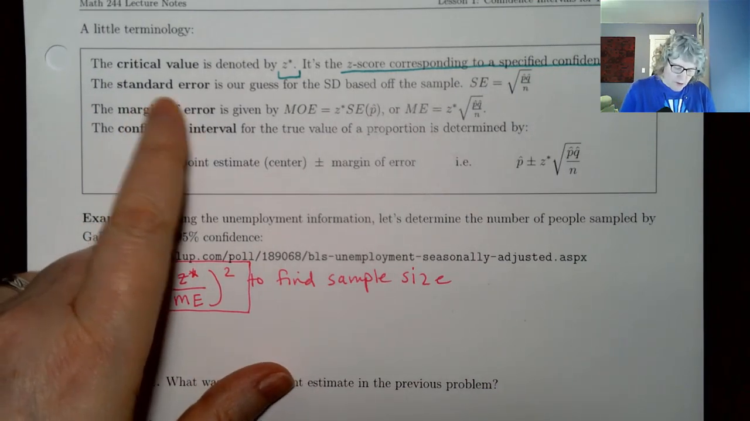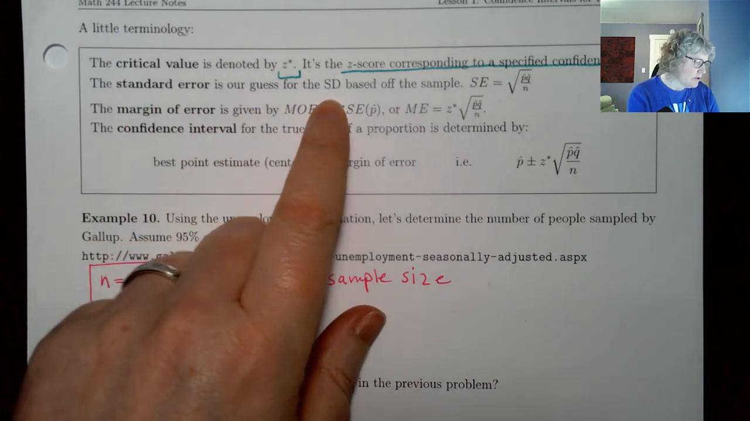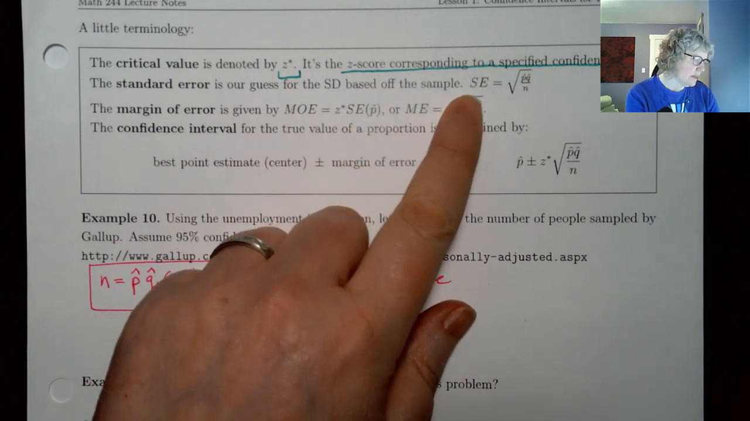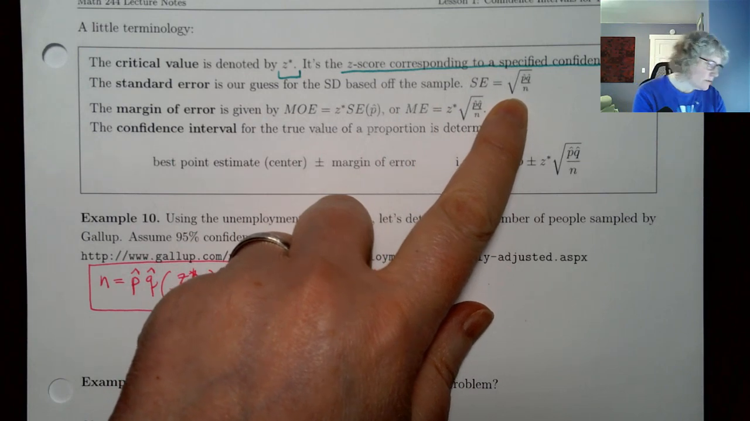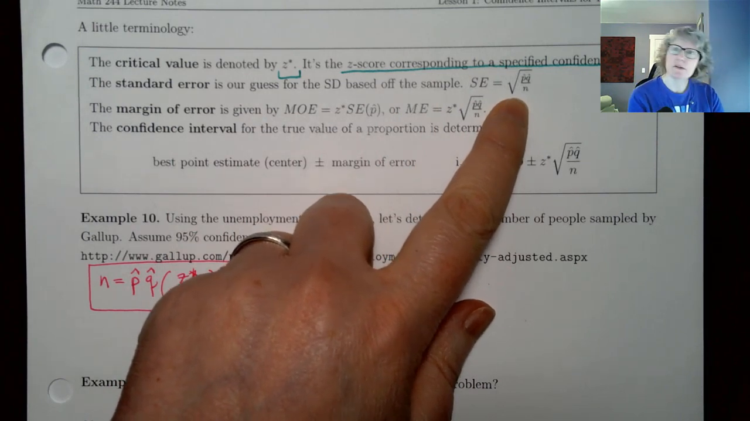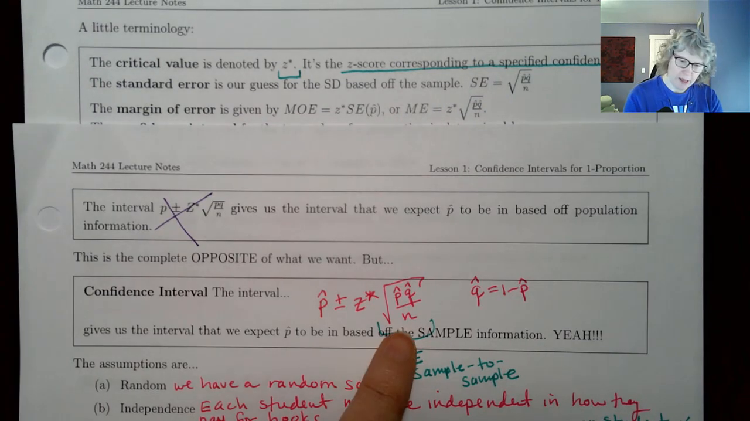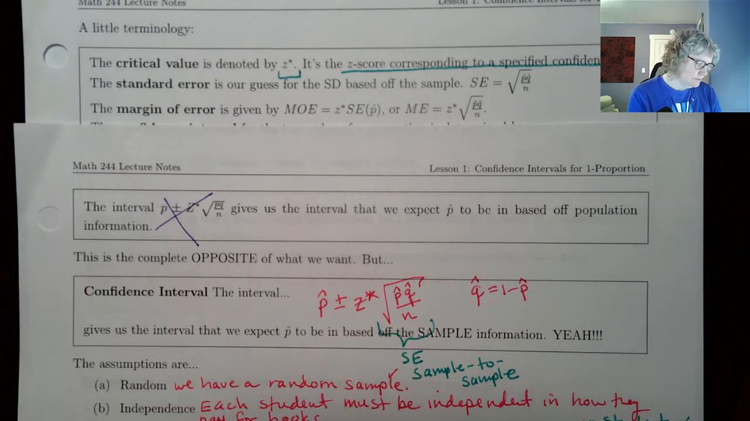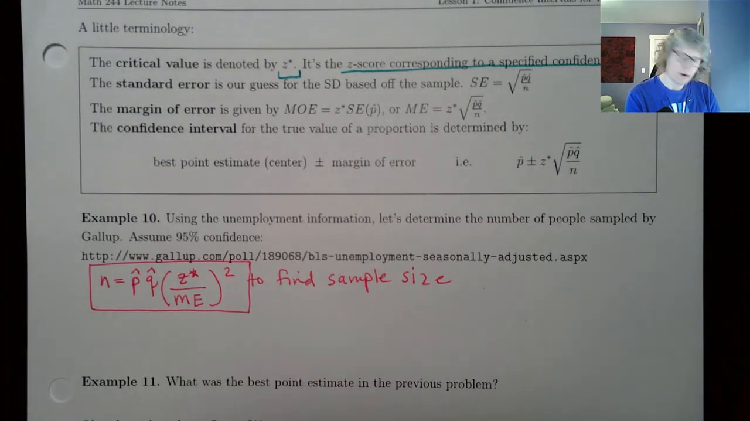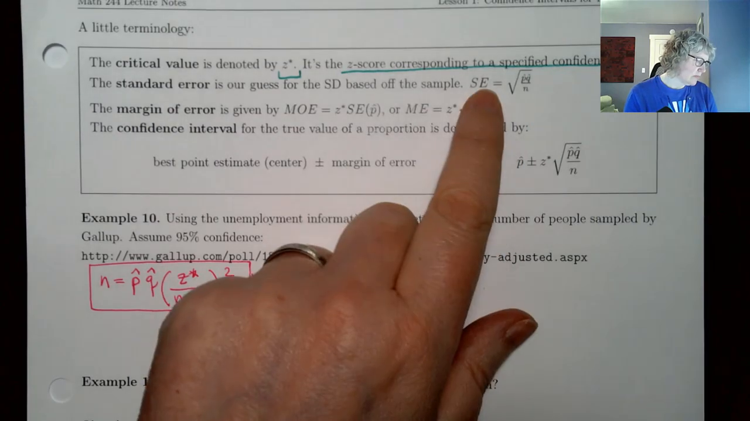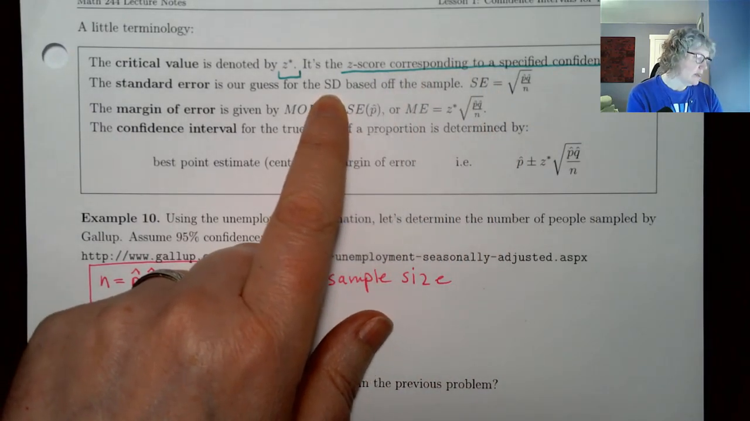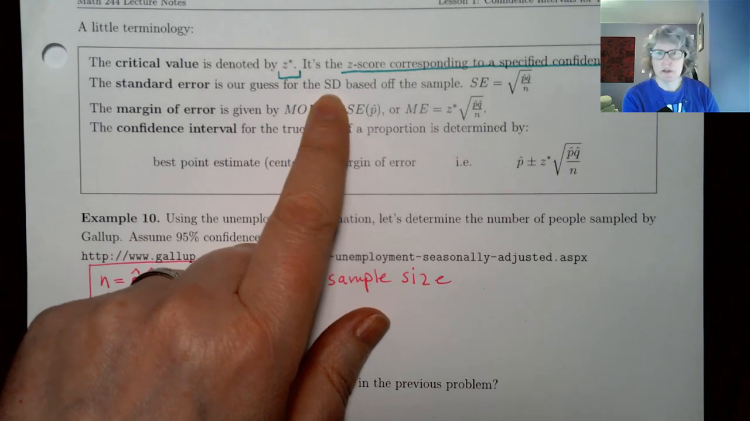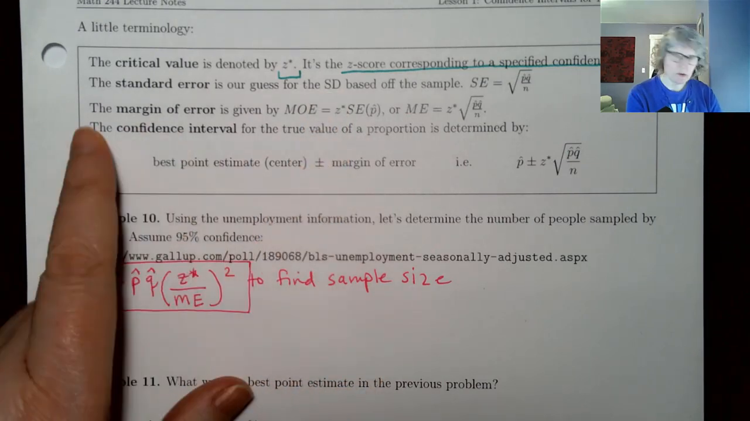Then the standard error, I've mentioned that. The standard error is our guess for the standard deviation based off of a sample. So in this situation, our standard error is the square root of p hat q hat over n. That's the one in the formula right there that we used. And remember, standard error is sample to sample variation. Standard deviation is individual to individual variation.